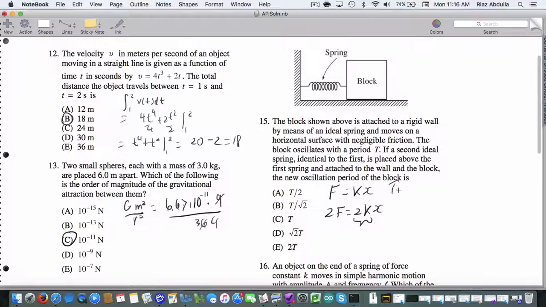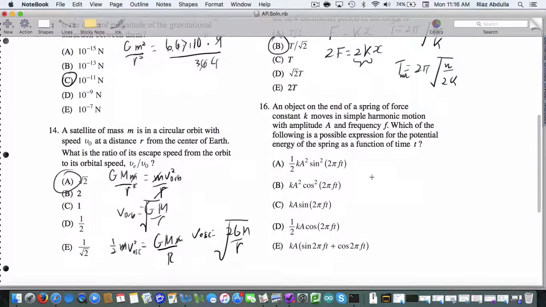So the old period was T equals 2 pi square root of m over k. For our new spring, we've got 2 pi square root of m over an effectively doubled k. So what that means is that the new to old ratio is B.